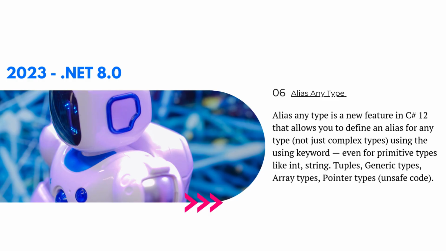Alias any type is a new feature in C# 12 that allows you to define an alias for any type, not just complex types, using the using keyword, even for primitive types like int, string, tuples, generic types, array types, pointer types, unsafe code.